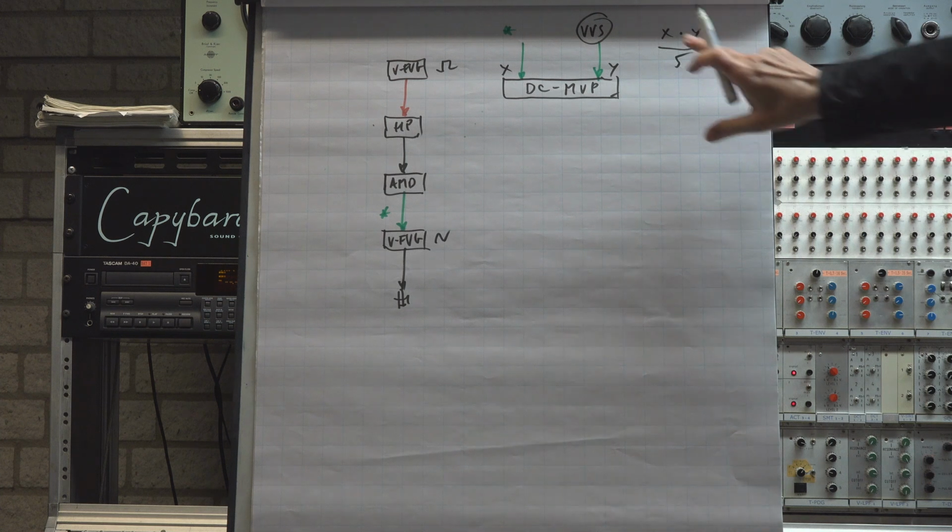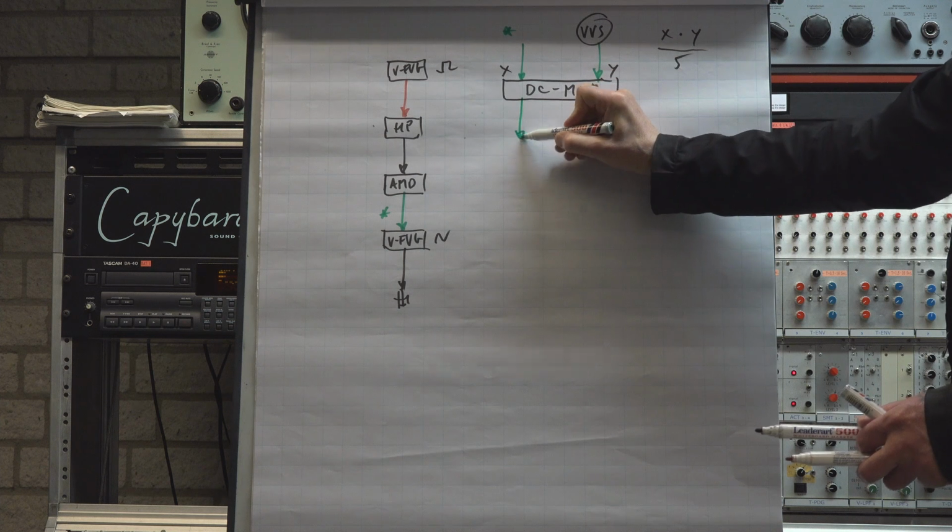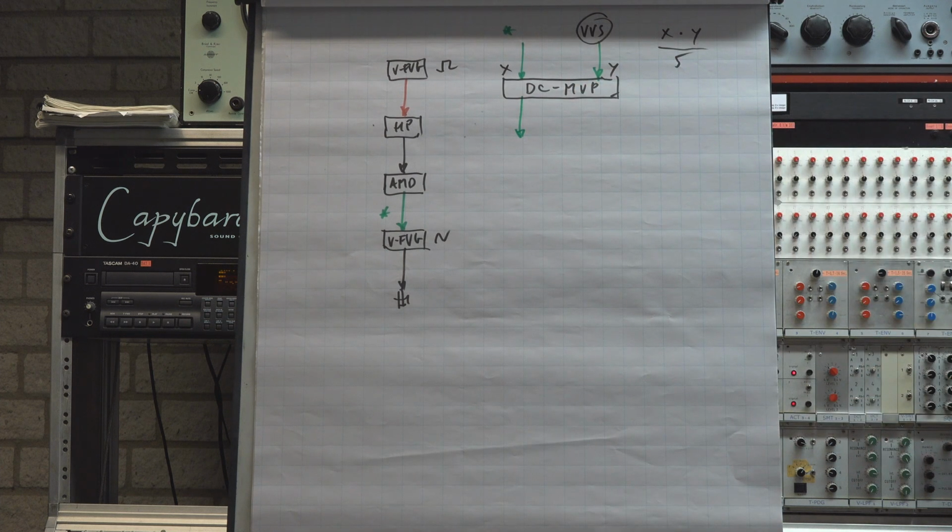So that basically means if both X and Y are 5 volts, the multiplication is 25 divided by 5 is 5. So we have the full output at the DC multiplier. If one of them is 0, the output is 0, and if, for instance, X is 1 and Y is 5, then the output would be 1. So the variable voltage source in this case is controlling the amplitude of the random control voltage. If the variable voltage source is 0, there is no random signal, and if I turn it up to 5 volts, I have the original signal at the output of the DC multiplier.